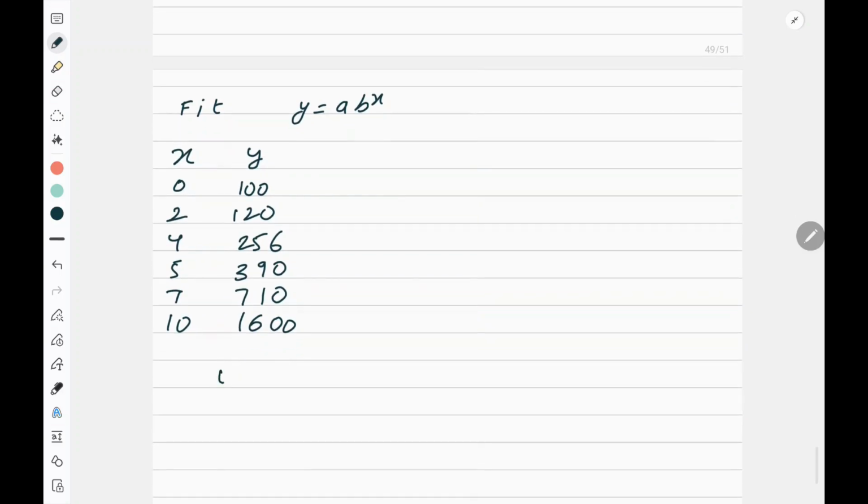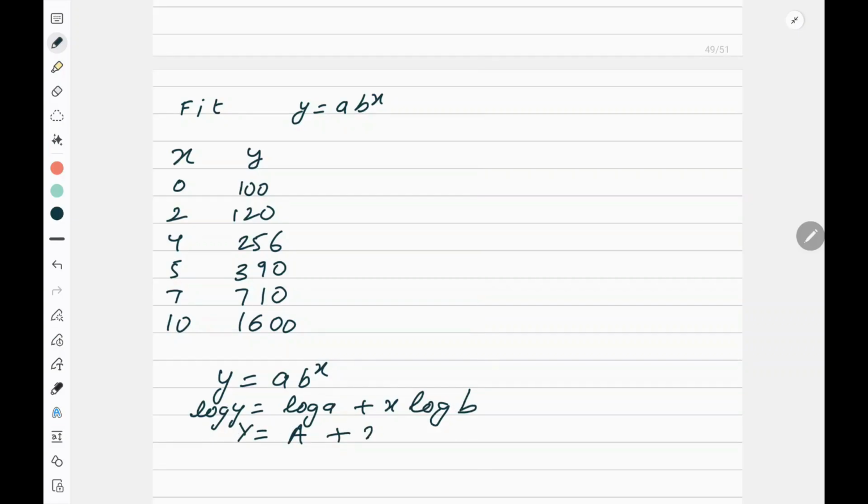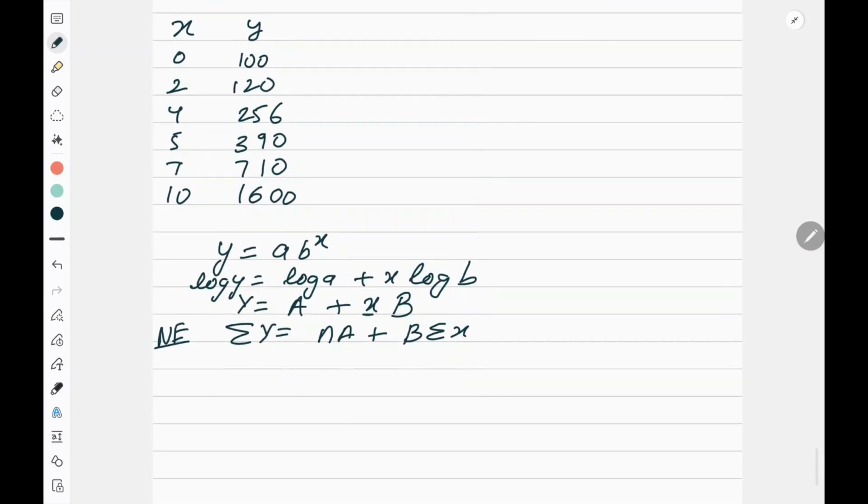Now I have this curve. So y is equal to a b to the power x. Take log. Log y is equal to log a plus x log b. So capital Y is equal to capital A plus x b. Now here you observe small x is small x. There is no change in that. Now what will be the normal equations? First take the summation. So summation y is equal to na plus b summation x. Okay. Then multiply the whole equation by small x because small x is there. So small x into y is equal to a summation x.